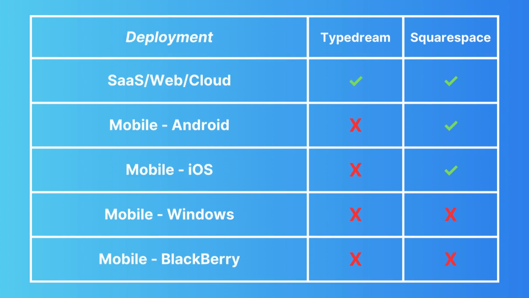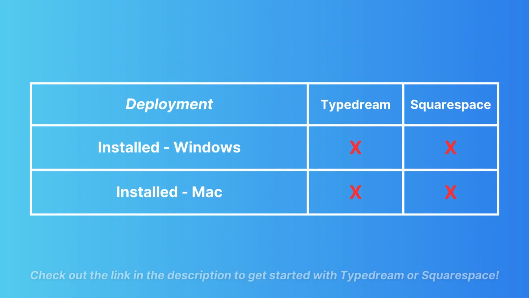For deployment, SaaS, web and cloud, both Typedream and Squarespace offer that. Squarespace offers deployment for Android as well as iOS. Typedream does not, and both Typedream and Squarespace do not offer deployment for Windows or BlackBerry, and it's also not installed on Windows and Mac.